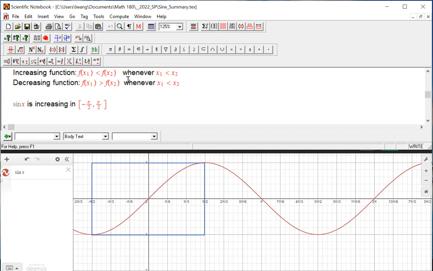So I can say sine x, you can use whatever a or whatever, right? Is decreasing. And we must indicate the variable. We must indicate the interval at which the function is increasing or decreasing. If we don't indicate the interval, then that statement will be wrong.